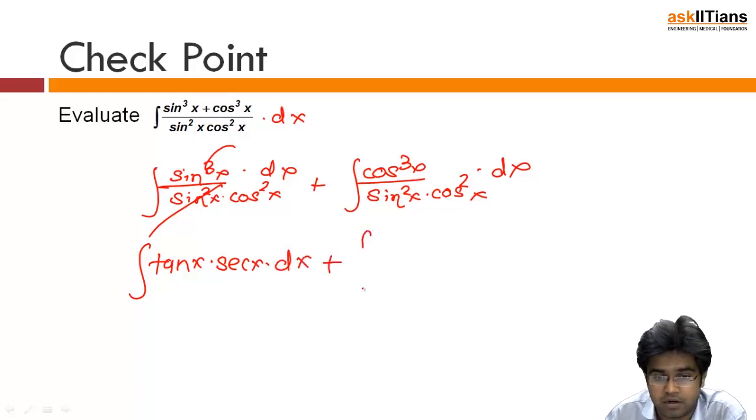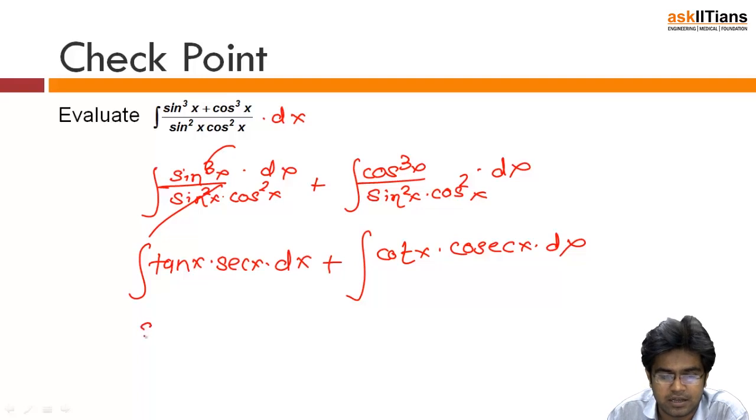Let's look at the next part. 3 cos and 2 cos in the denominator will cancel out. Cos upon sin is cot x, and then 1 upon sin is cosec x dot dx. So integral of tan x dot sec x, it's sec x plus, let's say, c1.